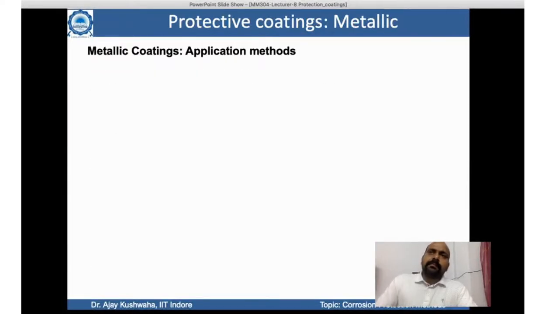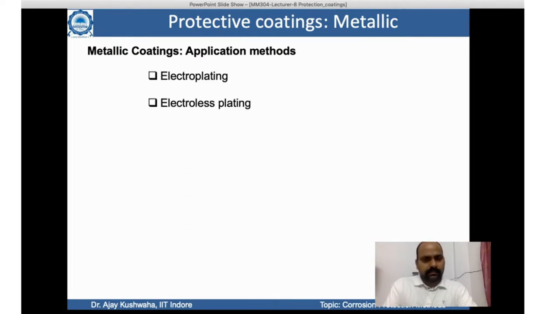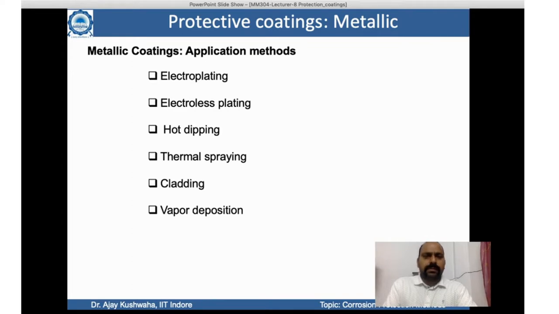So what are the methods or techniques that we can adopt to do the metallic coating? The application method could be electroplating, electroless plating, hot dipping, thermal spraying, cladding, vapor deposition, ion implantation, or laser processing. These variety of methods can be applied when we are going to coat the metallic layer over a base material. Let's look at these different techniques very briefly.